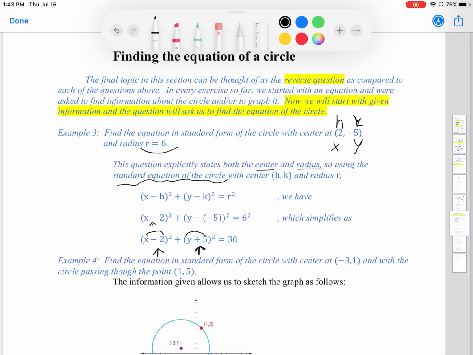Lastly, we're told that our radius is 6. So to find our radius squared, we have to square it. So 6 squared is 36. That would be our answer.